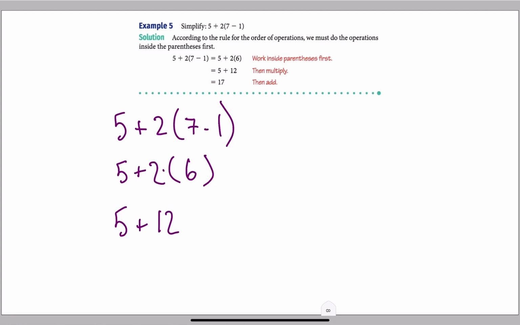Now I can get rid of the parentheses because they're not showing me something to do inside of grouping symbols, and they're not showing me multiplication to do. So I can get rid of them. Now I only have one operation left, so it seems pretty straightforward, but in terms of going in order, we're doing this last because it's addition. So 5 plus 12, 17. So that is the simplified version of this.